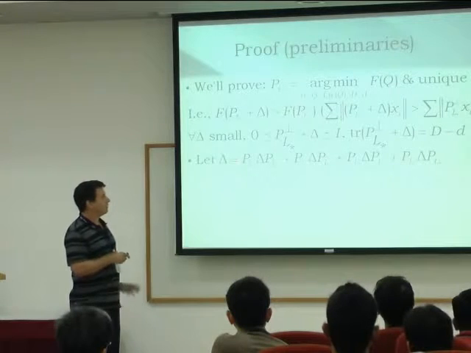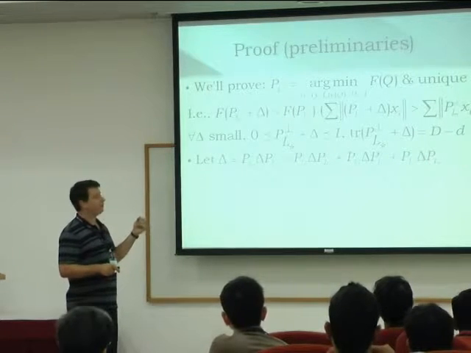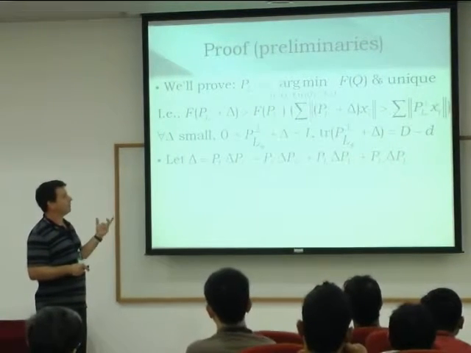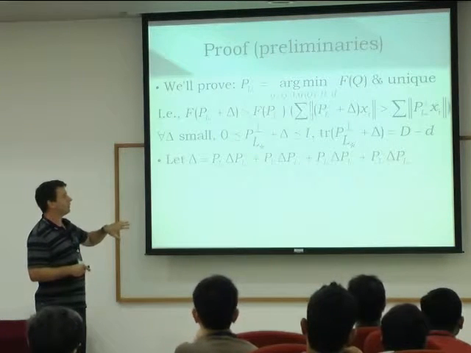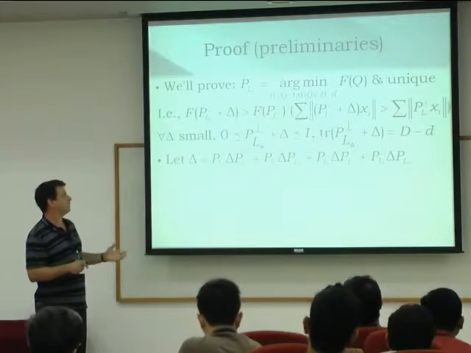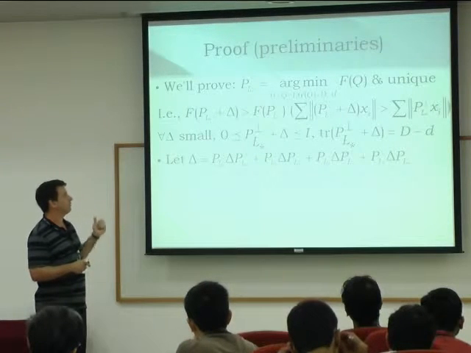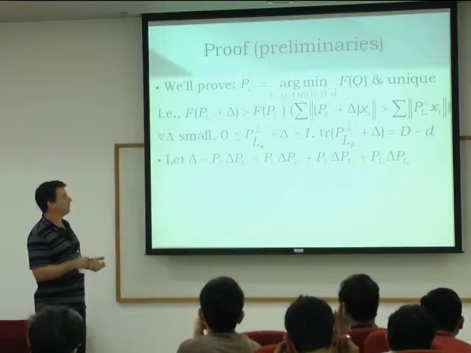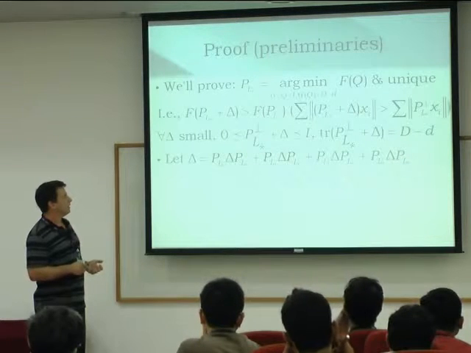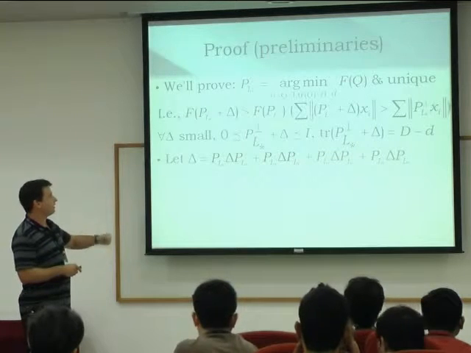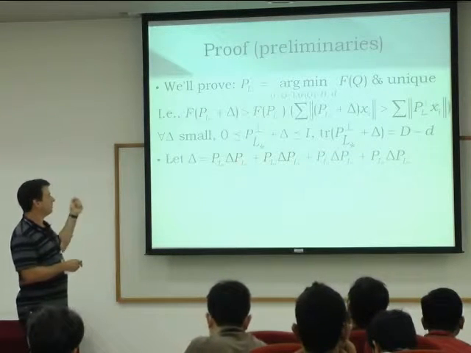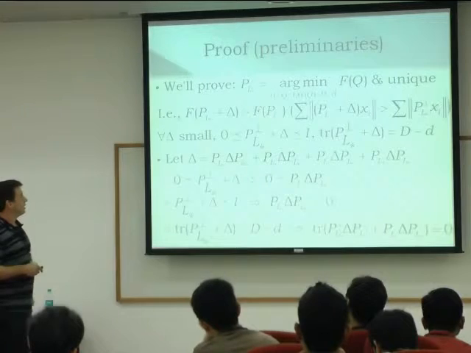Now I can decompose the perturbation as follows. There are 4 components: I can decompose the domain into L star and L star complement, and I can decompose the image into L star and L star complement. So I get 4 components. In one of them, for example, it goes from L star to L star, the other from L star complement to L star complement, and then the other 2.